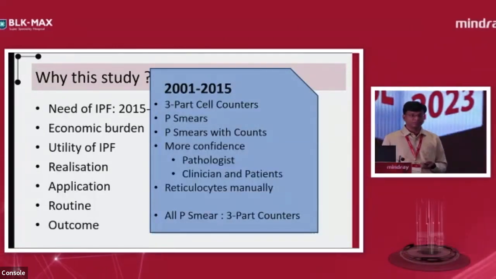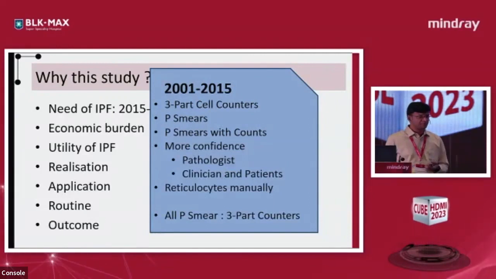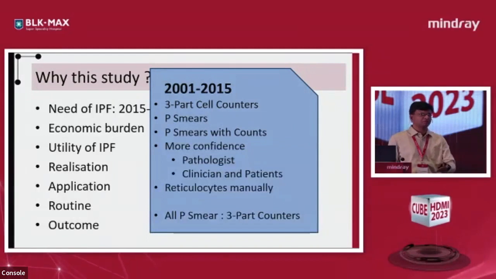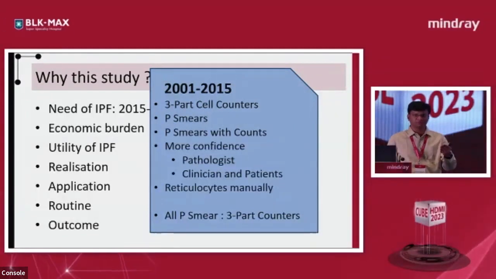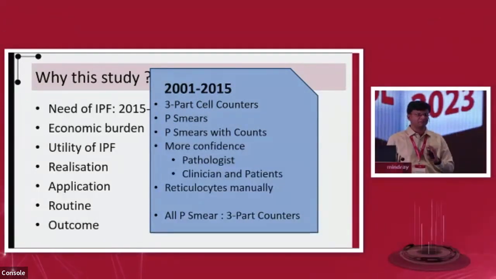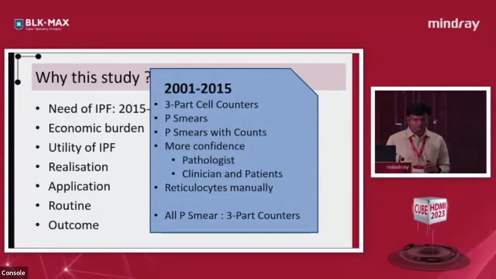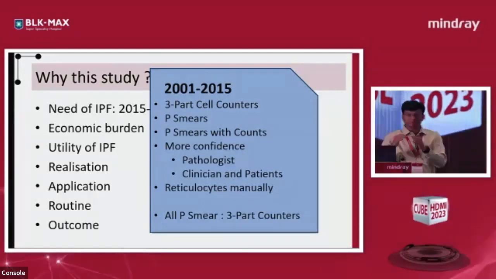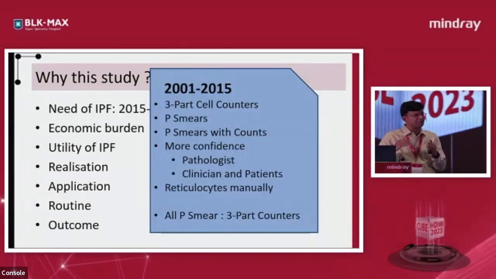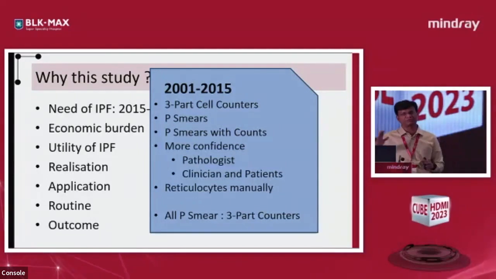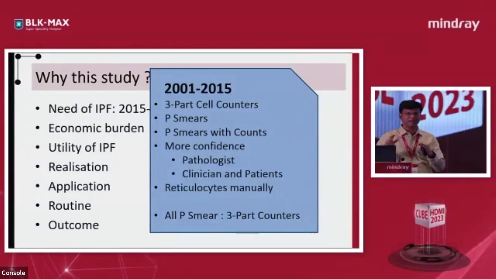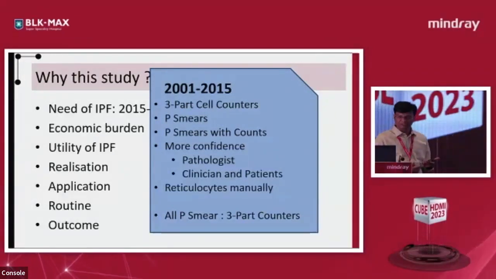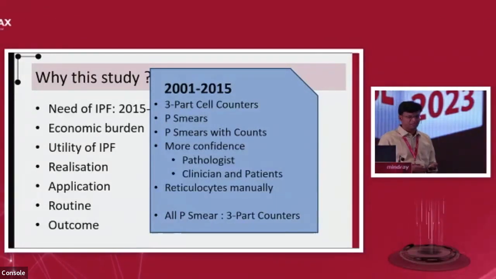Going back to the 2000s, where I began my career, we used to do peripheral smears because we got some of the pathology lab work there, and many small cell counters ran counts and sent the peripheral smears to us. Soon we realized that manual counts, when the platelets were low or normal, were very difficult. Then we started doing all peripheral smears with 3-part counts. That was mandatory in my lab. It gives confidence to me as a pathologist, and clinicians and patients are also happy.